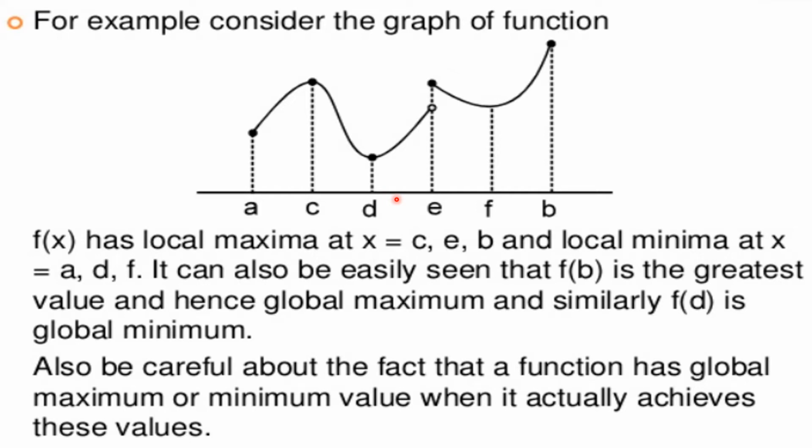Out of these local maximum and local minimum values, the greatest value is said to be the global maximum, and similarly the least value is said to be the global minimum or absolute minimum. Also be careful about the fact that a function has a global maximum or global minimum value only when it actually achieves these values. My children, understood this concept?